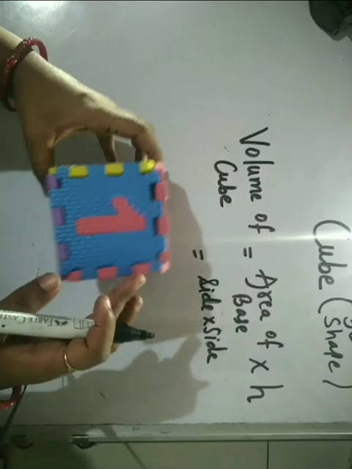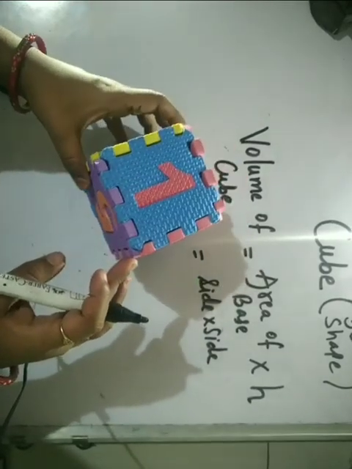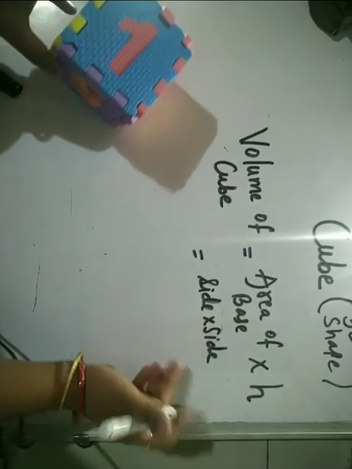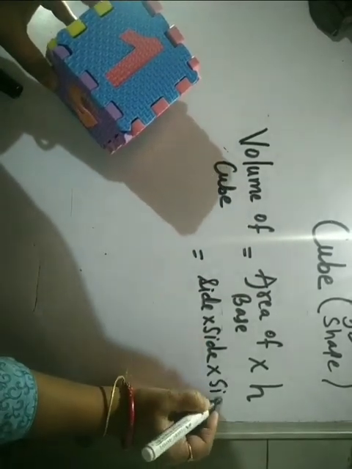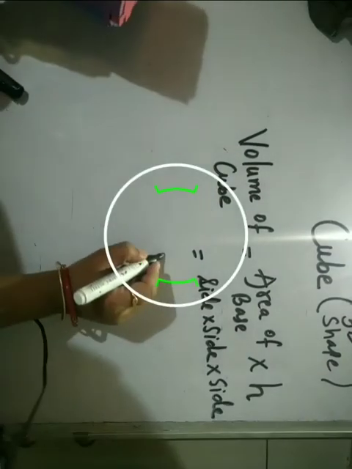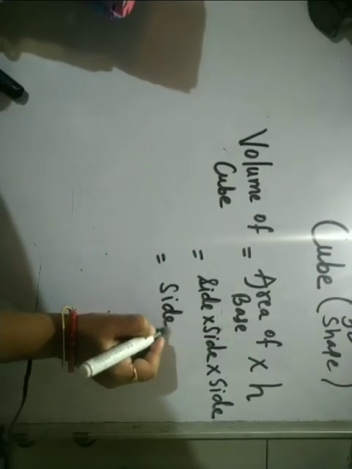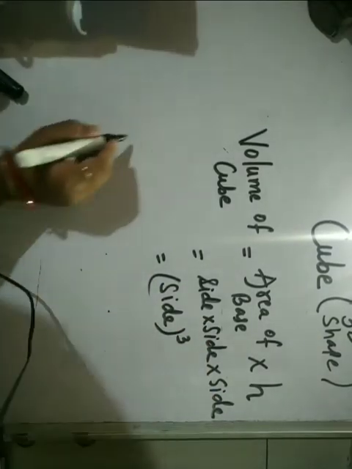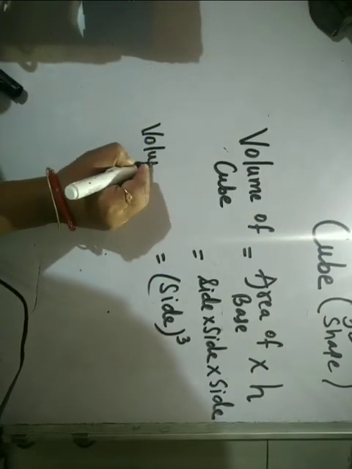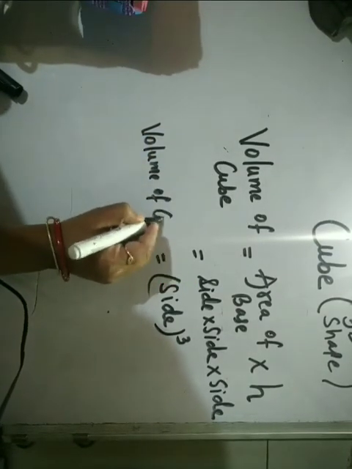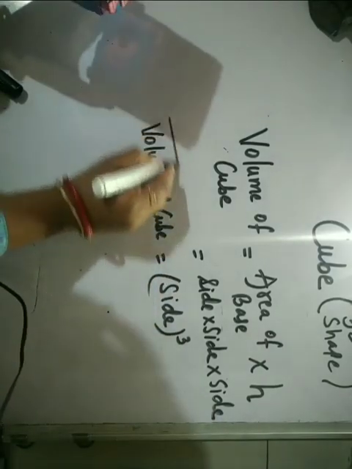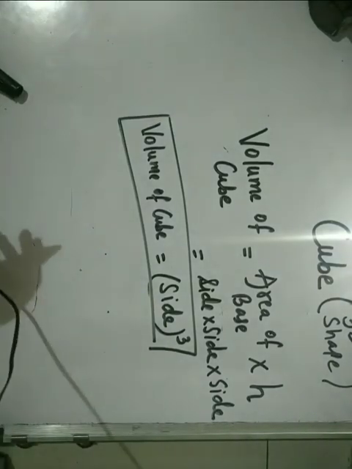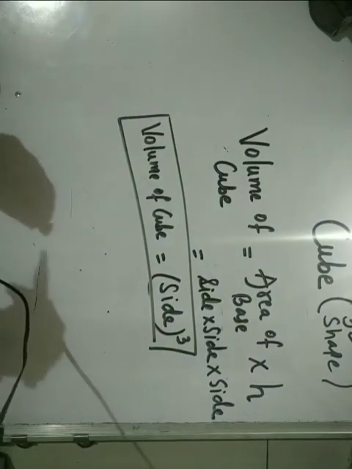So length, breadth and height, all three are of equal size. If you are taking length and breadth as side and side, height will also be side only. So it will become side into side into side, which is side cube, because side is 3 times. So volume of cube is equal to side cube. This is how we can find out the volume of cube.